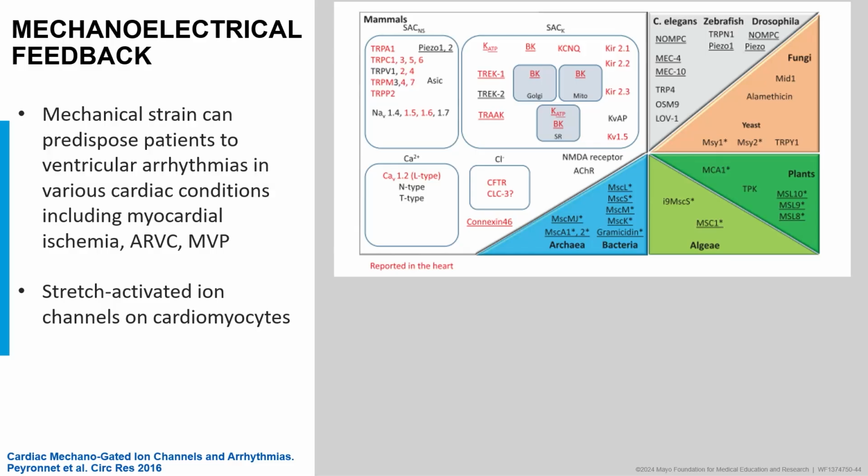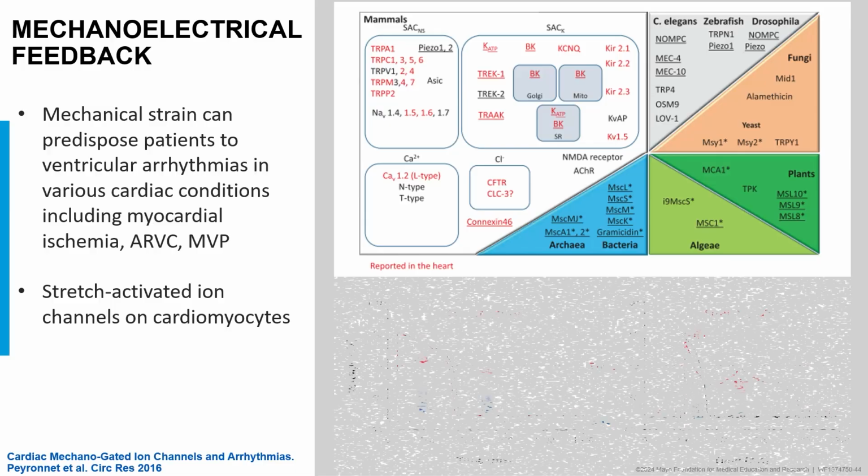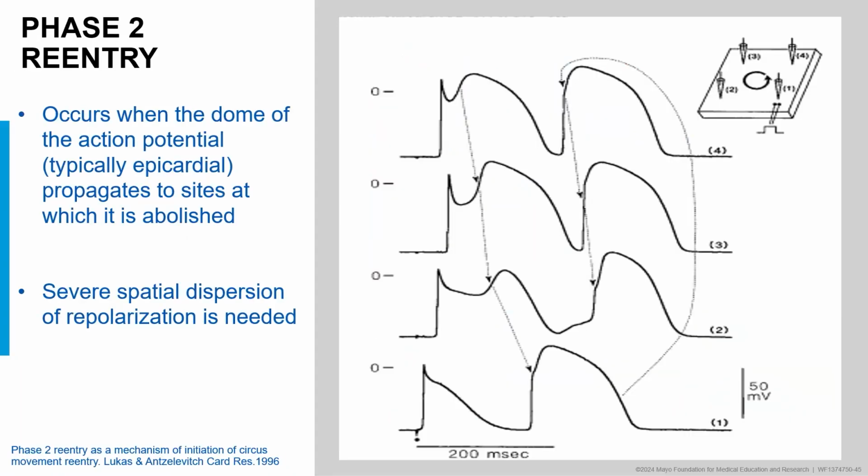How can you also modulate that? We alluded to this earlier with these stretch receptors. They are all over the cells, lots of different channels that are going to affect that resting membrane potential, stretch-activated ion channels that are going to ultimately affect conduction just through feedback that's consistently happening. One more phase of reentry just to touch base on before we discuss fibrillation is phase 2 reentry.